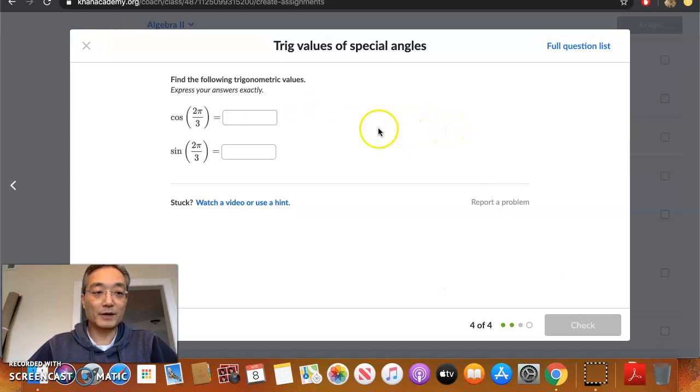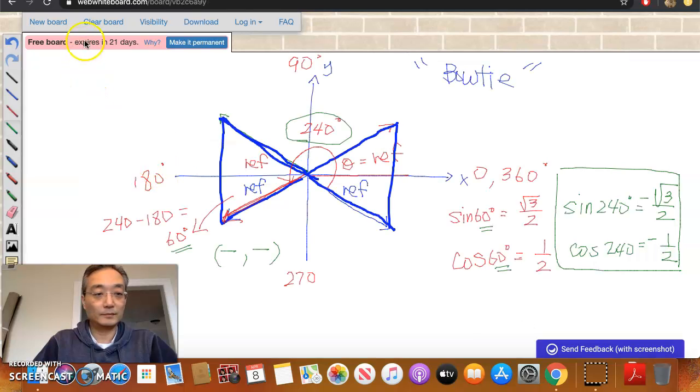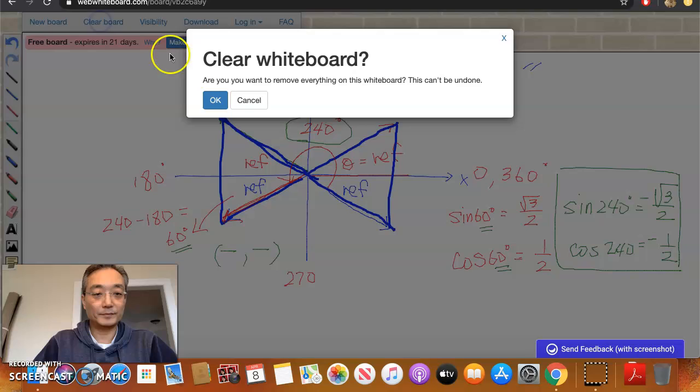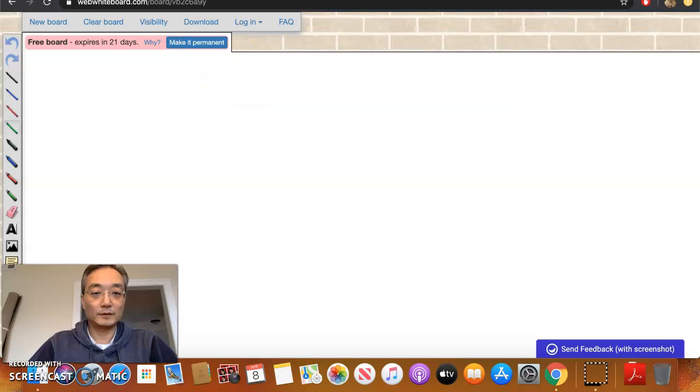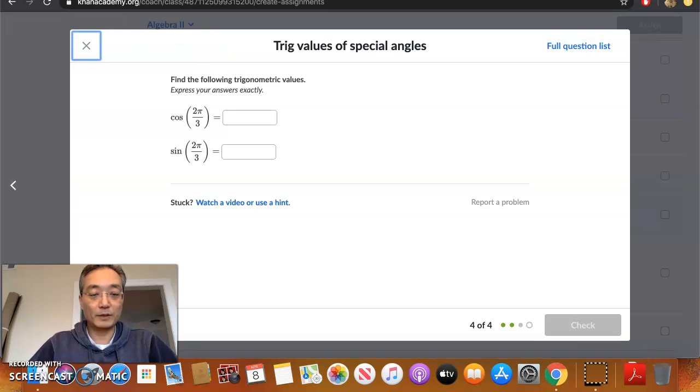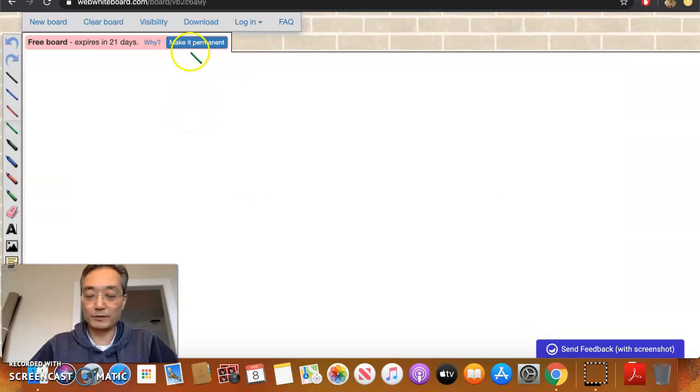Now, this is in radians, correct? So again, we can convert the degrees to radians, right? So if we convert it, let's do a quick conversion. Let me clear the board again. And we have 2 pi over 3, right? So what is 2 pi over 3?